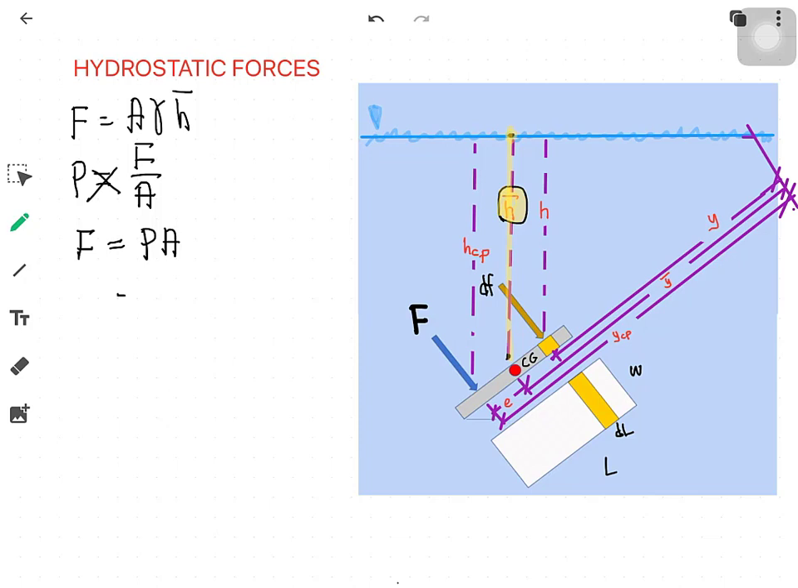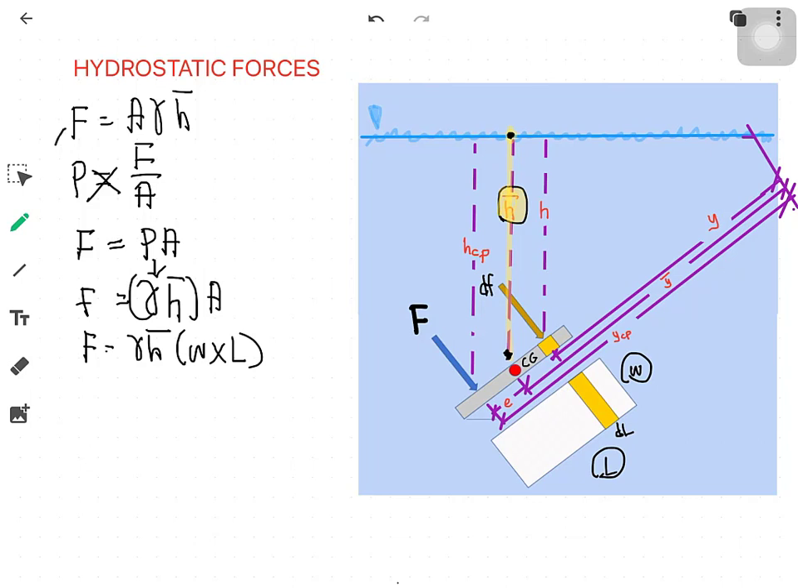Now, the pressure exerted by the fluid at rest is equal to unit weight times the bar H. This is now the pressure times the cross-sectional area. Take note that H is the vertical distance from the surface of water to the center of gravity. Therefore, F is now equal to the unit weight of your fluid times bar H, times the cross-sectional area, which is width times the length. So here is our formula.